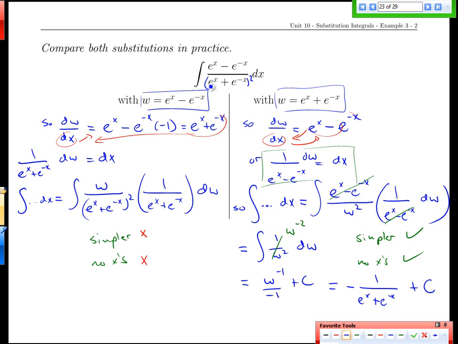So looking for themes again, what do we get to do as part of our substitution? We get to divide by, notice what we got here, we got to divide by the derivative of w. We wanted to divide by the numerator to get it to cancel. There was no sense dividing by the denominator because then we got more denominator than we started with, and we were never able to get rid of the x's.